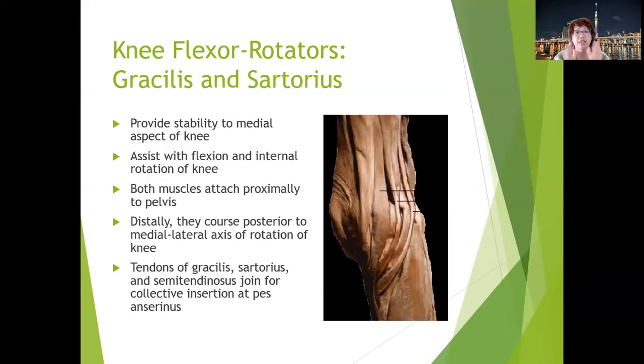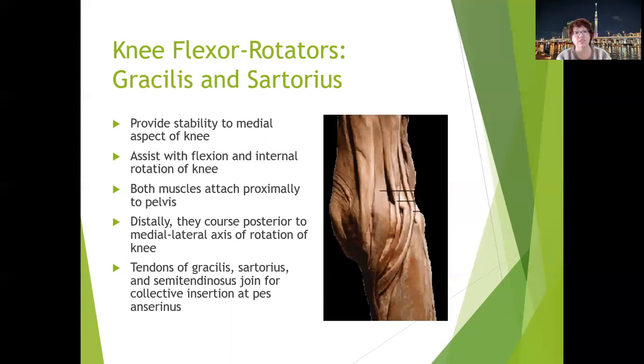So the gracilis and the sartorius are also knee flexor rotators. They provide stability to the medial aspect of the knee. They assist with flexion and internal rotation of the knee. So they both attach proximally to the pelvis, and distally they course posterior to the medial lateral axis of rotation of the knee, and that's what gives them the line of pull for knee flexion.